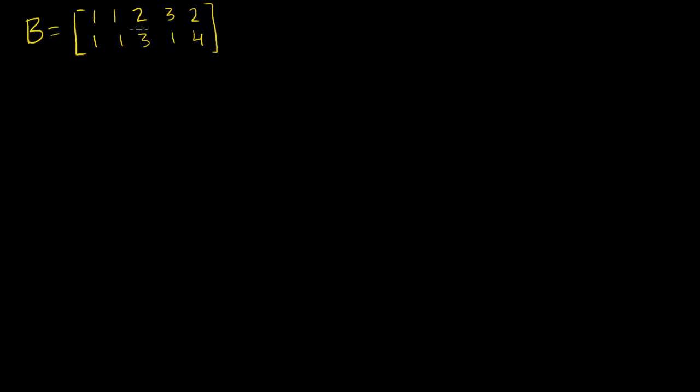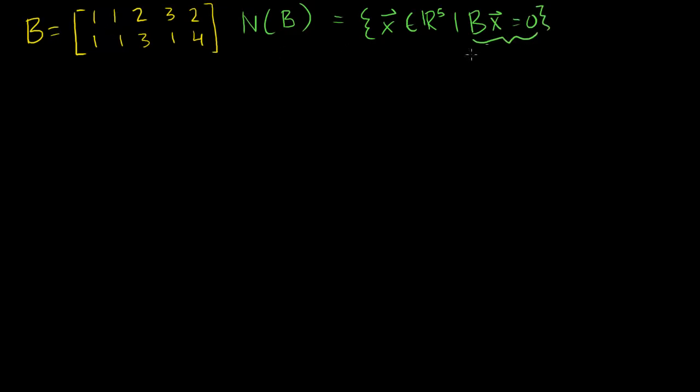Let's say I have this matrix B here, and I want to know what the null space of B is. We've done this multiple times, but just as a review, the null space of B is all of the vector x's that are members of R5, where my matrix B times any of these vector x's is equal to 0. That's the definition of the null space. I'm just trying to find the solution set to this equation right here.